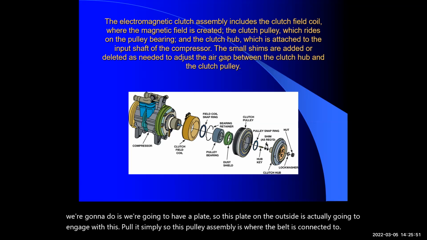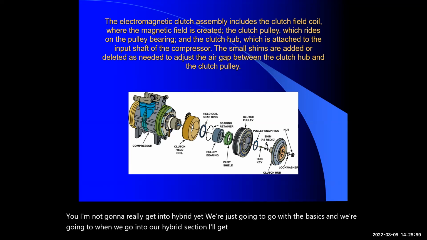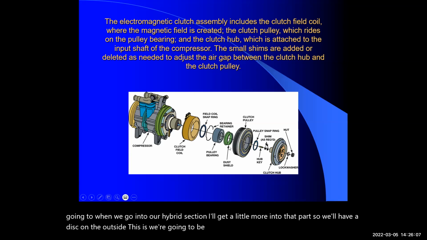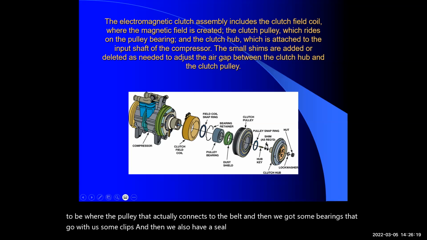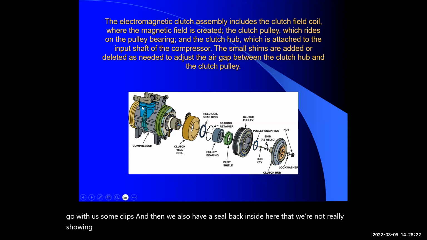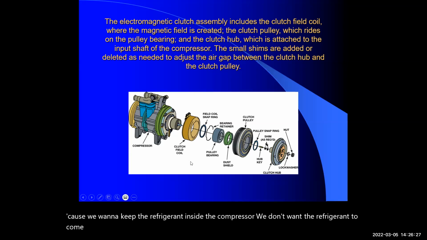Now, I'm not going to really get into hybrid yet. We're just going to go with the basics, and when we go into our hybrid section, I'll get a little more into that part. So we'll have a disc on the outside. This is where our engagement's going to be at. Here is going to be the pulley that actually connects to the belt. And then we got some bearings that go with it, some clips, and then we also have a seal back inside here that we're not even really showing you, because we want to keep the refrigerant inside the compressor. We don't want the refrigerant to come out. So we actually have a seal down inside here.